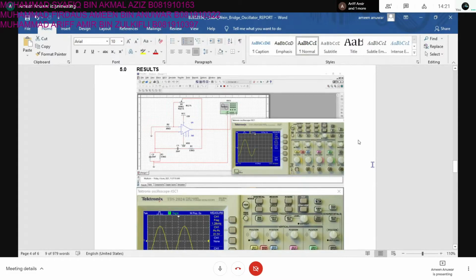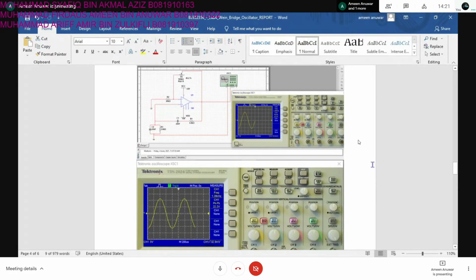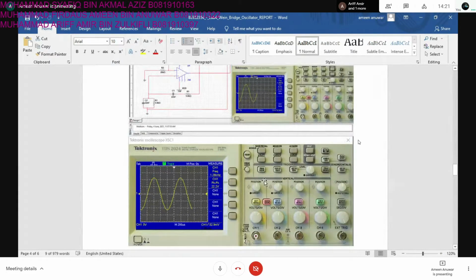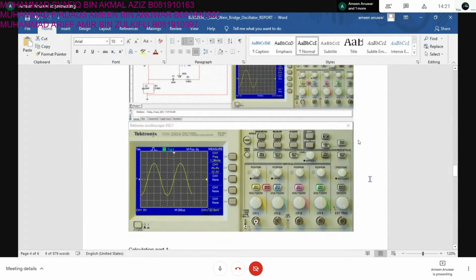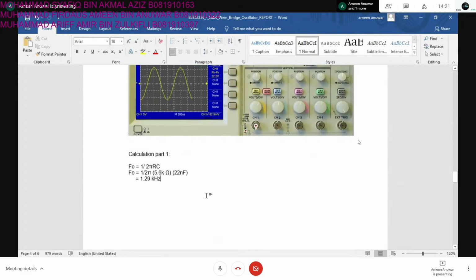And this is the output that we obtain. The frequency of the oscillator must be close to the theoretical value of the frequency that we obtain. And this is the manual calculation that we got. So, moving on to Figure 2.